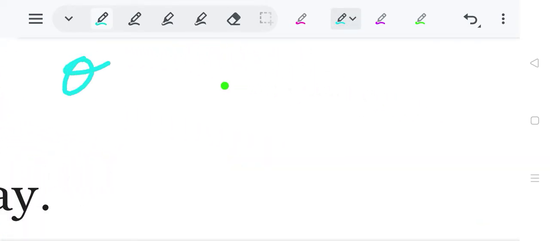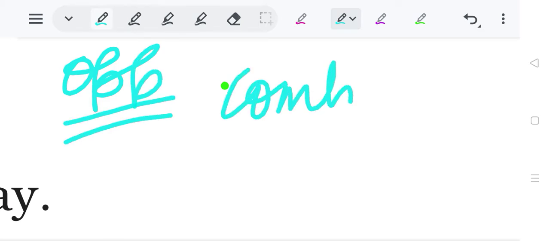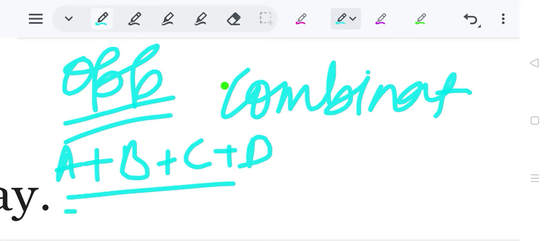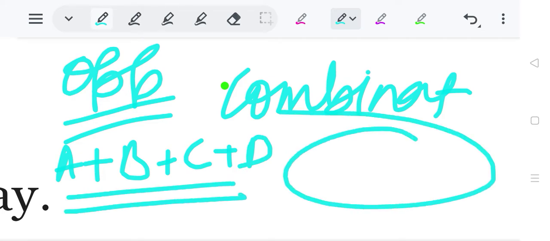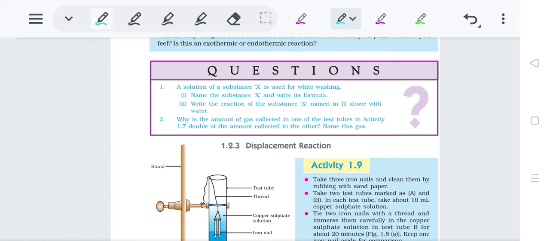So now I will tell, don't you think decomposition is the opposite of combination reaction? Because here the same thing is breaking, whereas in that, the same things were combining to form that product, and now that product is given energy and it's breaking. So we can conclude here, decomposition reaction is nothing else but the opposite of combination reaction. Moving further, we have these questions, these are your homework for today, okay?